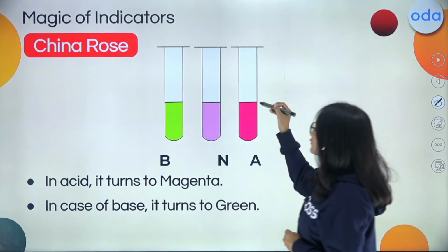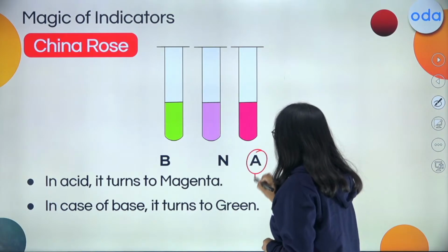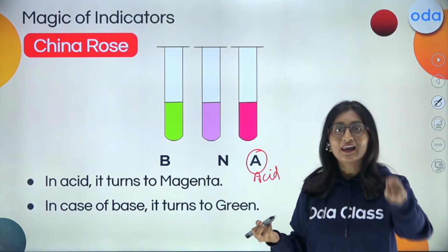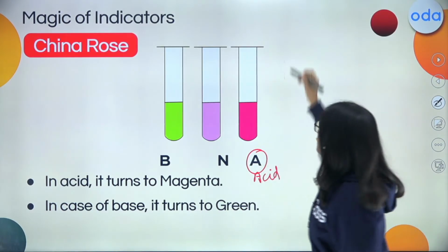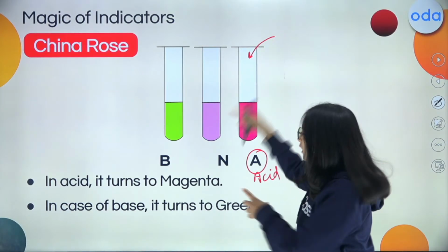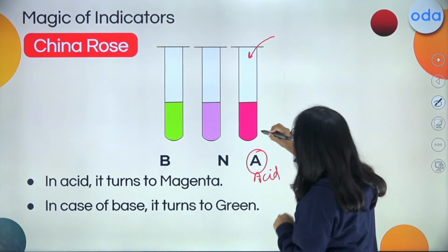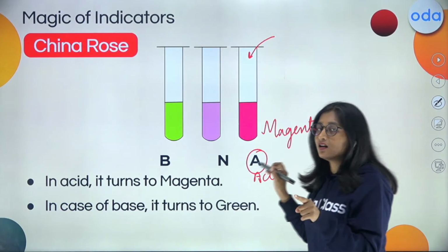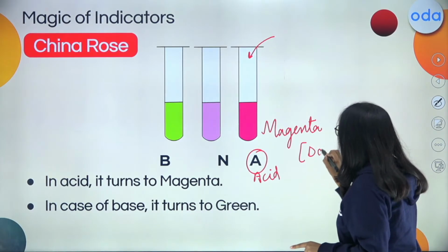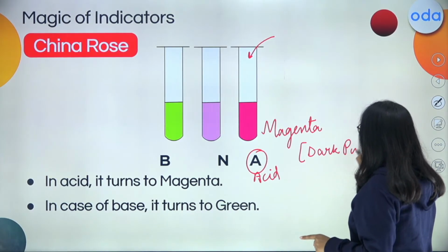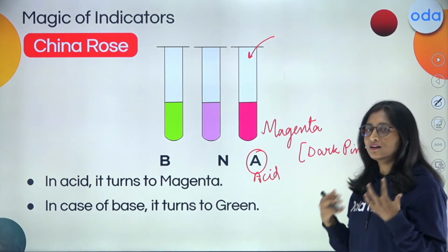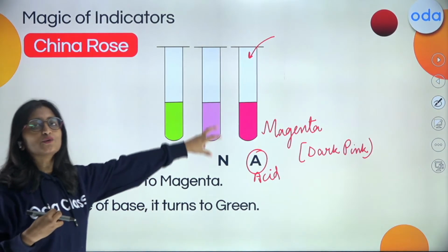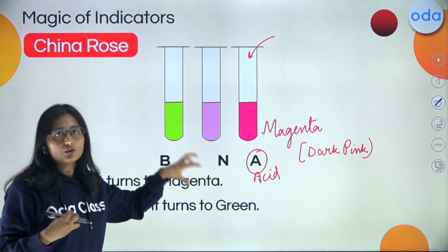Suppose we are pouring acid here. Take any example of acid right at your home, the lemon, the curd. If we are pouring lemon into it, what is going to be the change in the color? We can say that it is going to change its color into magenta. Now what is magenta color? It is going to be a dark pinkish color. Many of you must have a favorite color of dark pink. So you get that when you add the acid into the China rose solution.